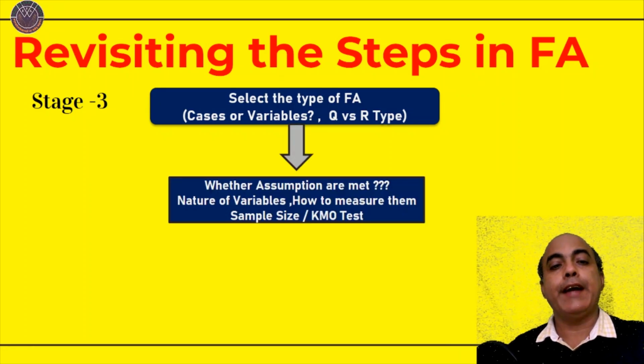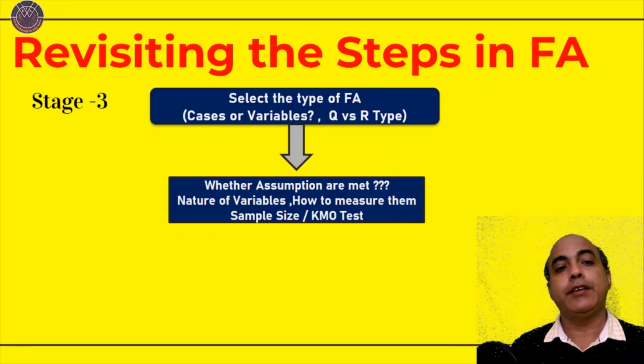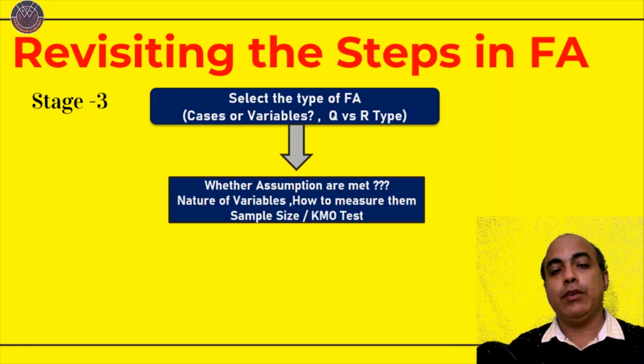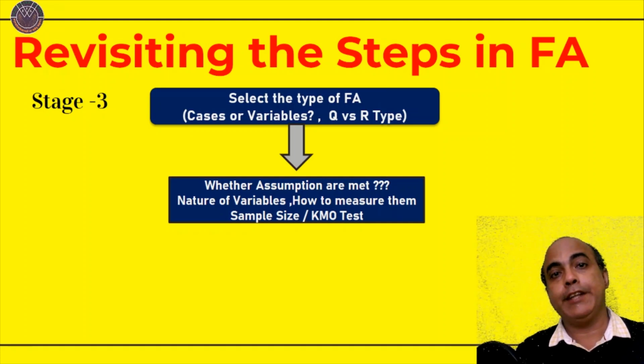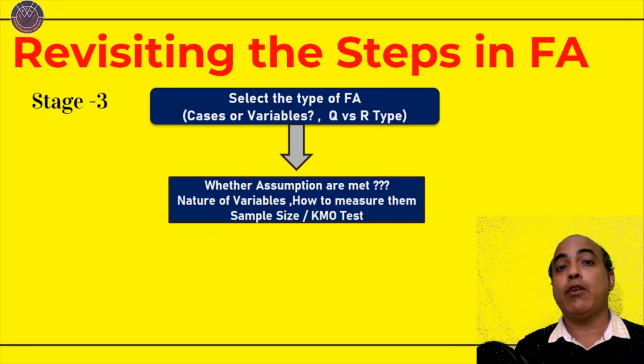Next, we try to see whether the other assumptions of factor analysis are met or not. We try to see the nature of the variables under investigation. That is, the data which is collected should be metric in nature. It should be collected on a ratio scale or interval scale.